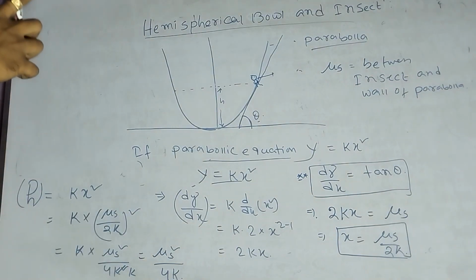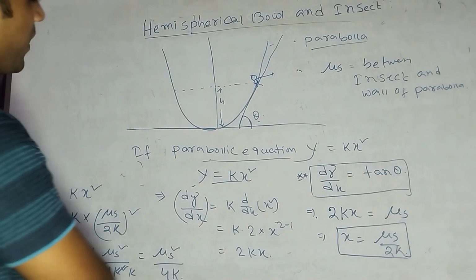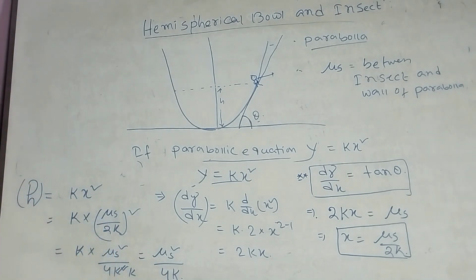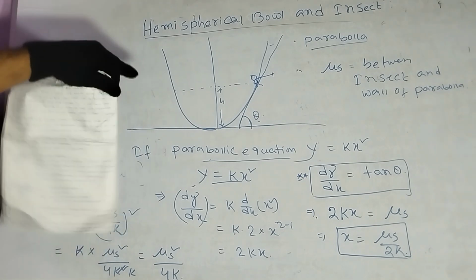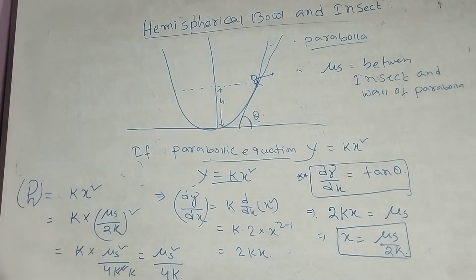This is very important for JEE Advanced and Main, and sometimes NEET can also ask the h value for a hemispherical bowl, but this is mainly a JEE Advanced and JEE Main problem. The hemispherical bowl means this is a parabolic equation. This is the advanced insect problem, the insect crawling in the hemispherical bowl. This is the complete 3-step procedure, very important for JEE Advanced, Main and WBJEE exam.